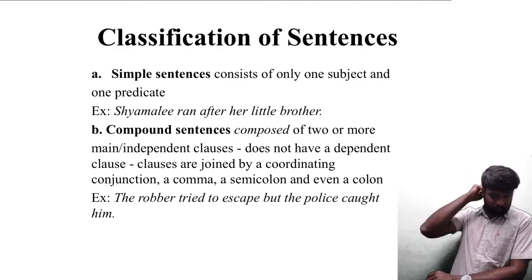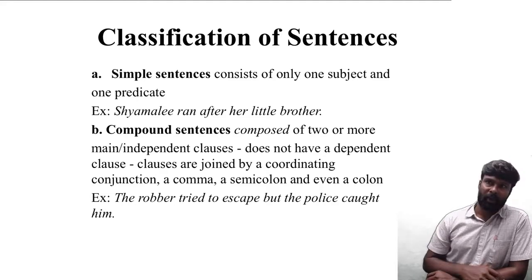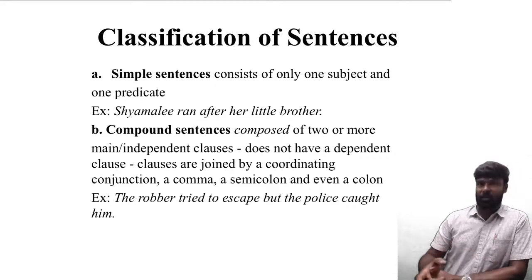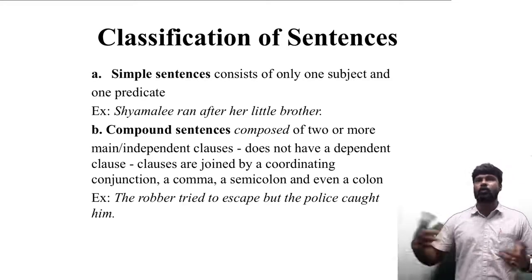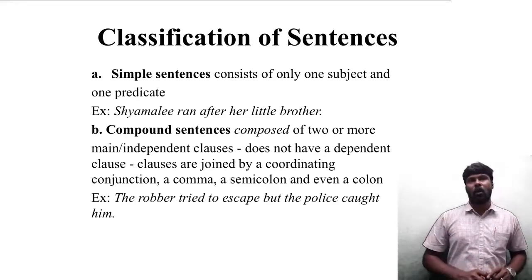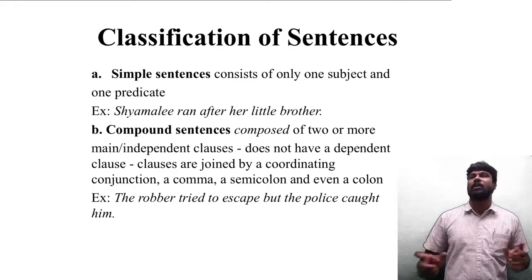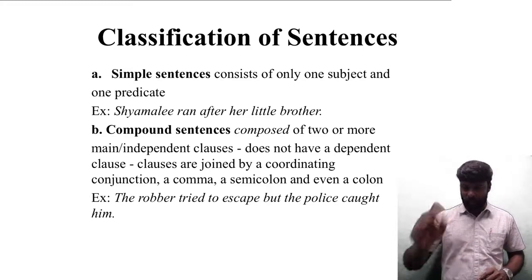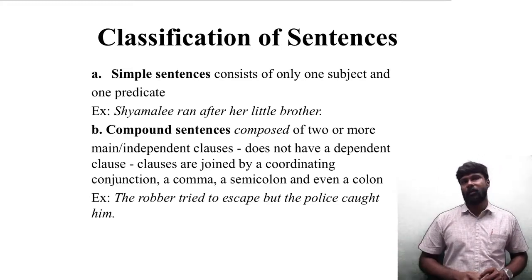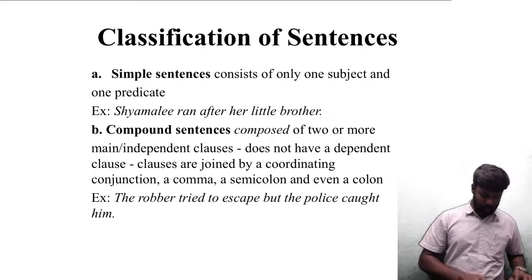So look at this. The robber tried to escape. Does it make sense? Yes. The police caught him. Does it make sense? Yes. So when you join these two independent sentences, it makes a compound sentence. Two independent clauses or two main clauses joined together with a coordinating conjunction makes a compound sentence. Example: the robber tried to escape, but the police caught him. Okay, next one.